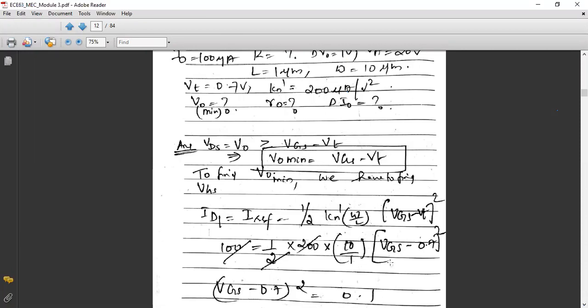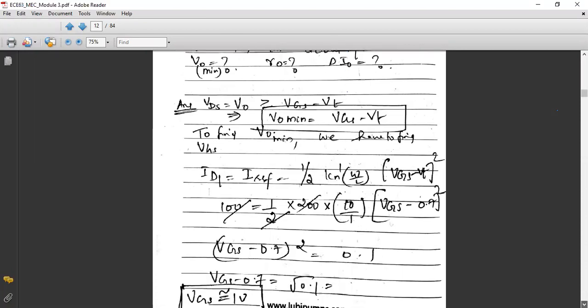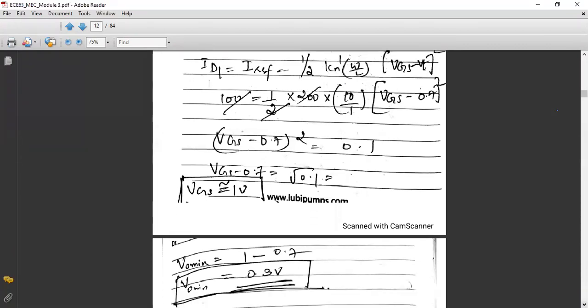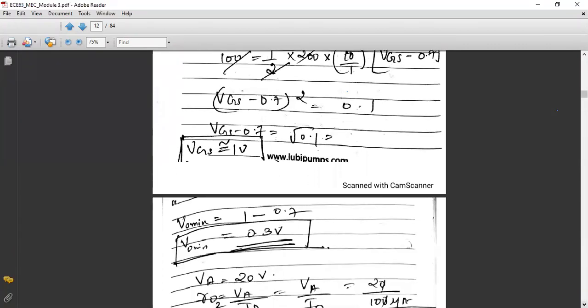VGS you need to find out. VT is given as 0.7. So all the parameters are given. Just by using a calculator you can solve it, so your answer will be 1 volt. Okay, so that 1 volt you need to substitute and find V0 minimum. What is V0 minimum? VGS minus VT. That's 1 minus 0.7, 0.3 volt. So the first part of the question is finished.